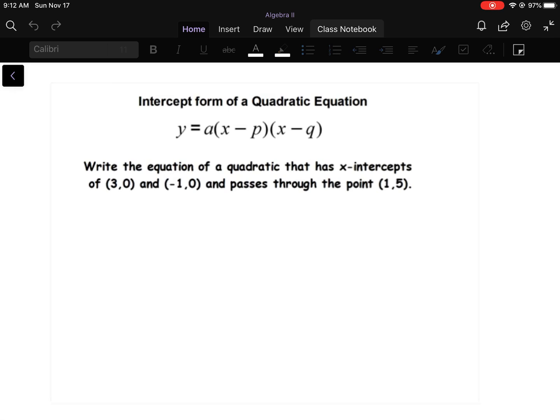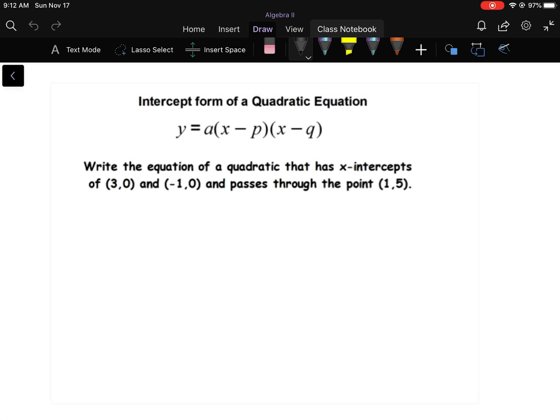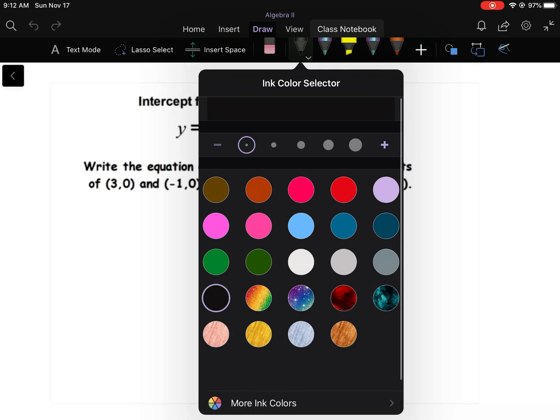This is actually the video for writing the equations of a cubic, but I know it says quadratic, and it's not a mistake. I really wanted to relate this to what we just did not that long ago with quadratics.